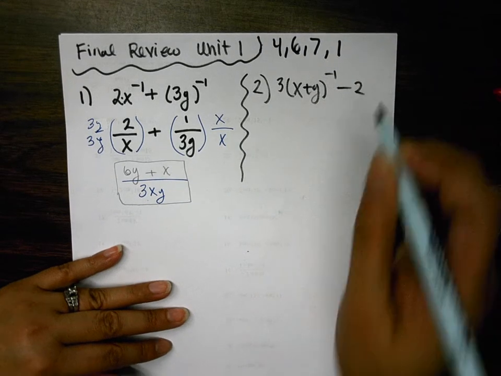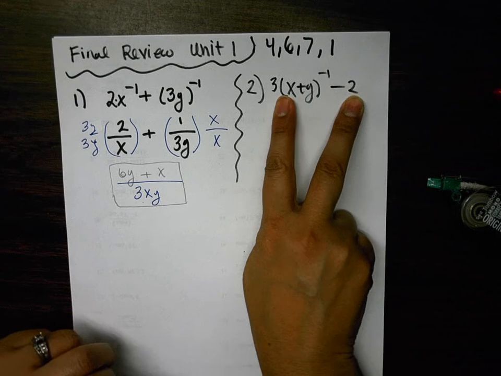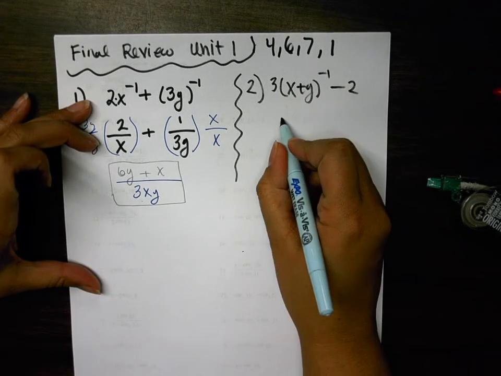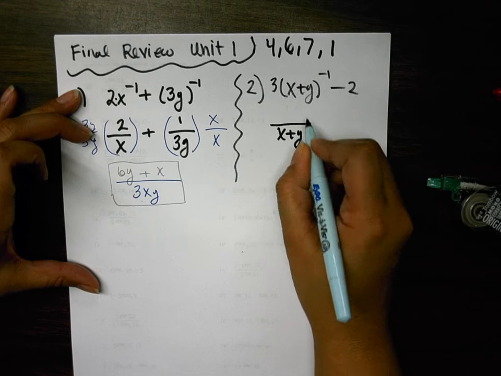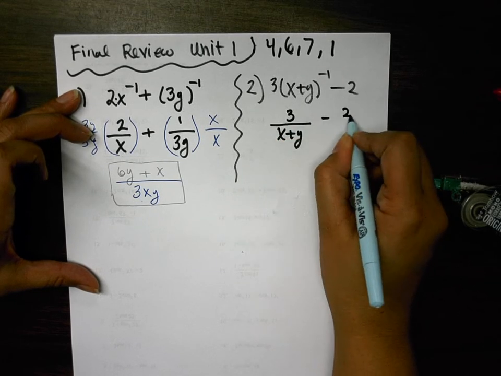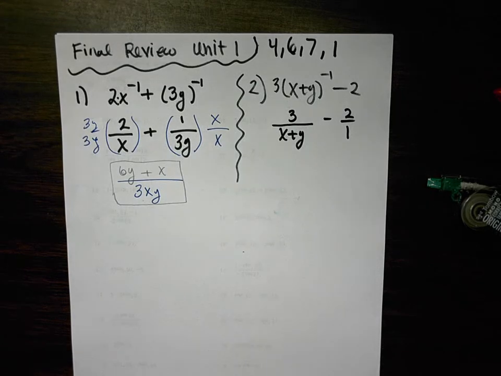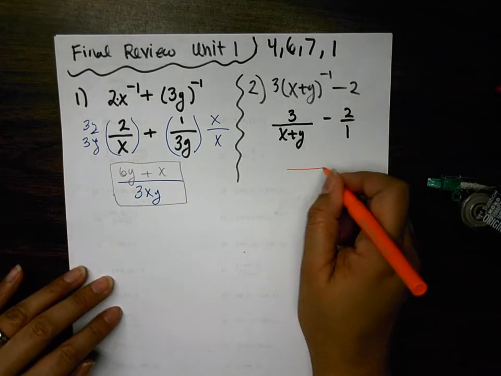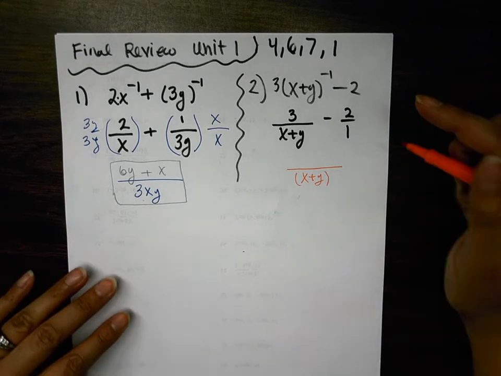up. 3 parentheses x plus y to the negative 1 minus 2. How many separate fractions here? 2. First one, what moves to the bottom? And what stays at the top? Minus 2 over 1. And you guys can finish it from there. What's your common denominator? What, louder, I couldn't hear you guys.